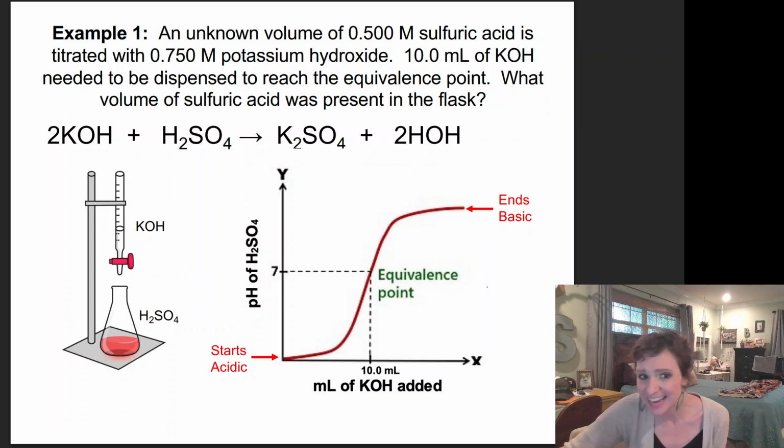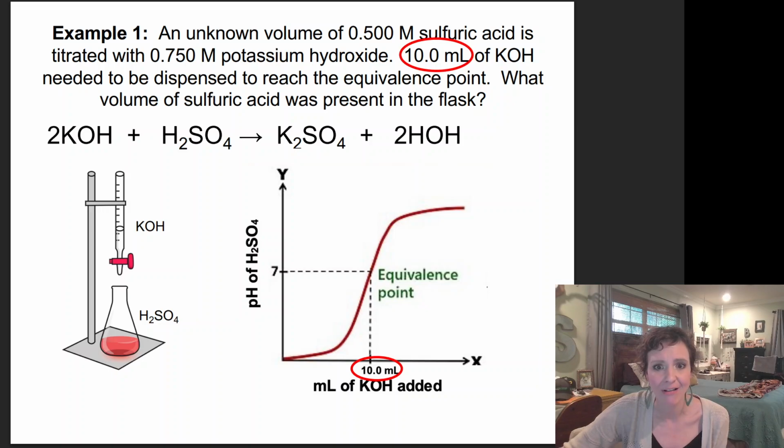The next thing I can identify here is, notice what volume the equivalence point is hit at. I told you in the problem, it took 10 milliliters of that base to reach the equivalence point. Well, boom, my equivalence point better be where that volume was represented for reaching neutralization. So here is 10 milliliters of the potassium hydroxide at the equivalence point, okay?